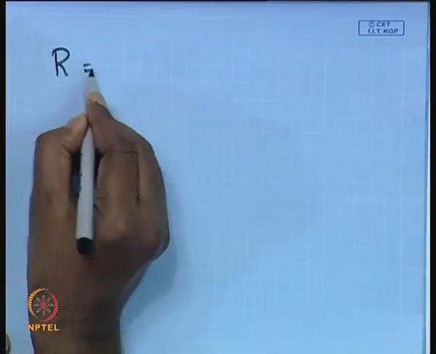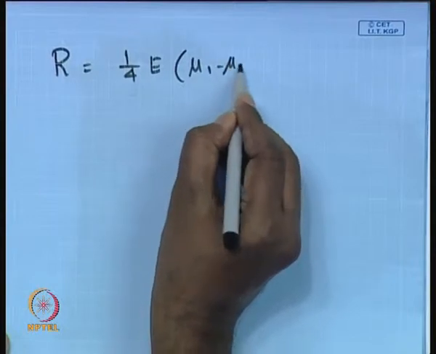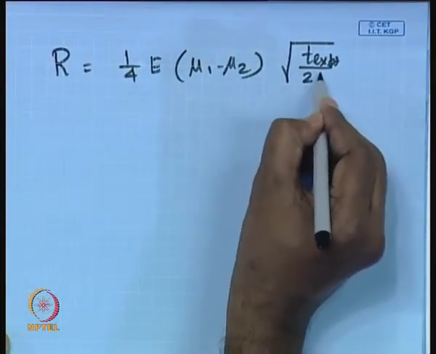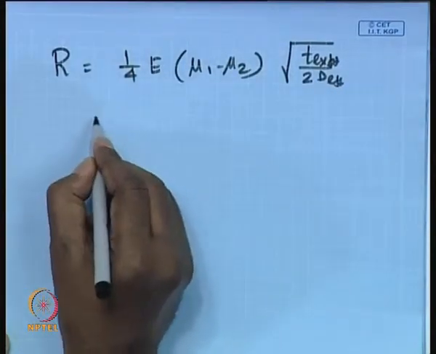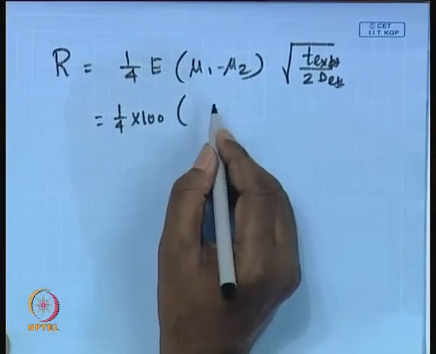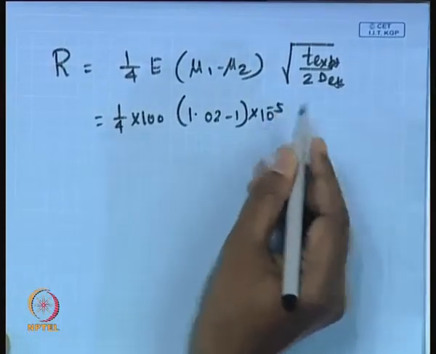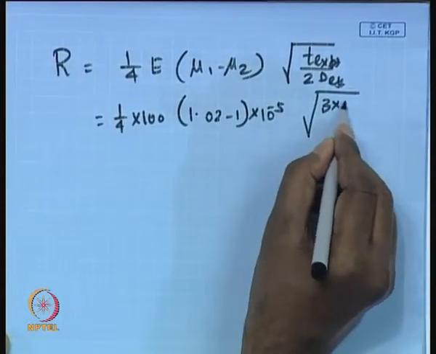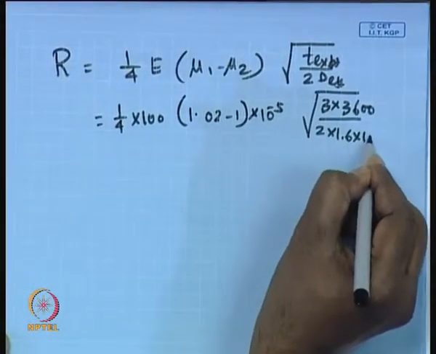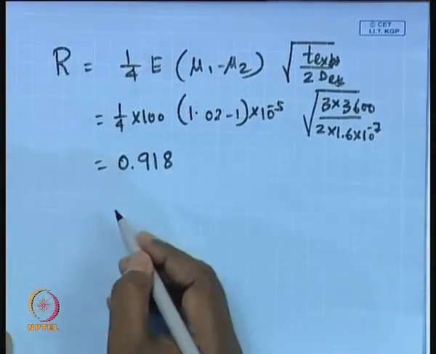So, resolution is 1 by 4 times E times mu 1 minus mu 2 times under root t experimental divided by 2 times D effective. Now, you just put different values: 1 by 4 into 100 into 1.02 minus 1 into 10 to the power minus 5 under root 3 into 3600 divided by 2 into 1.6 into 10 to the power minus 7, and this turns out to be around 0.92.